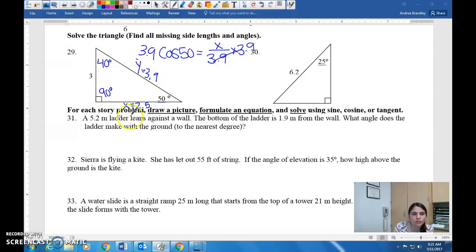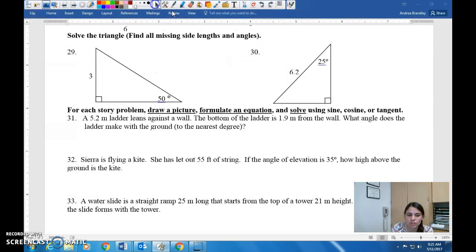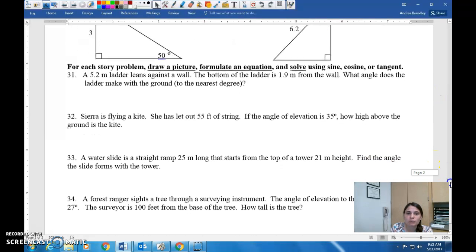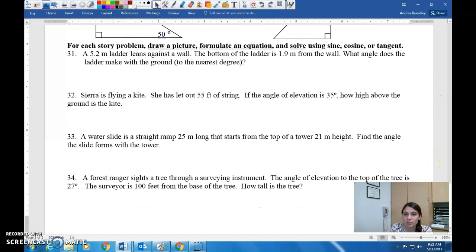So I've now solved for all three sides and all three angles. I'm going to go ahead and let you do that on number 30, so I have time to do an example of a story problem. My story problem examples ask us to draw a picture, formulate an equation, and solve. That picture drawing is super important.